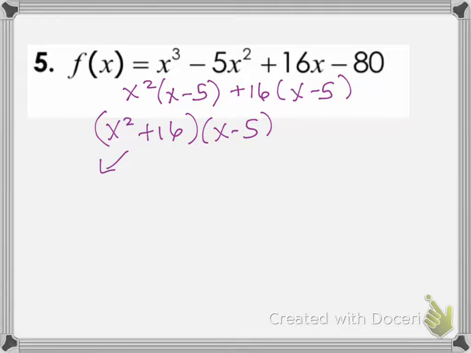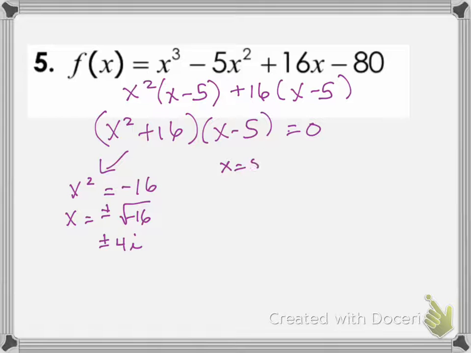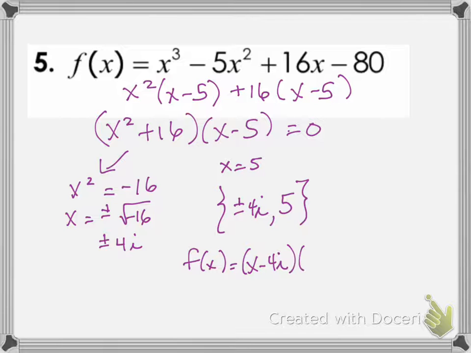This goes to x squared, set them equal to 0, equals negative 16. So x equals plus or minus the square root of negative 16, which is plus or minus 4i. And this goes to x equals 5. So our answers are plus or minus 4i and 5. But our factors are x minus 4i, x plus 4i, and x minus 5.